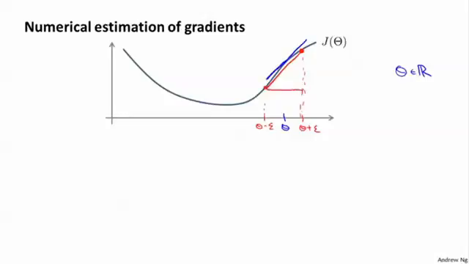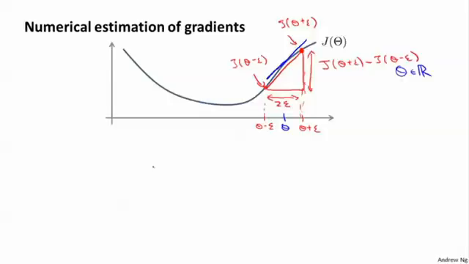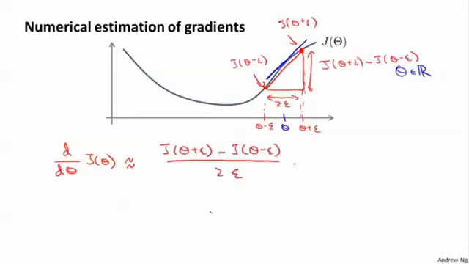Mathematically, the slope of this red line is this vertical height divided by this horizontal width. So this point on top is J of theta plus epsilon. This point here is J of theta minus epsilon, so this vertical difference is J of theta plus epsilon minus J of theta minus epsilon, and this horizontal distance is just 2 epsilon. So my approximation is going to be that the derivative with respect to theta of J of theta at this value of theta is approximately J of theta plus epsilon minus J of theta minus epsilon, over 2 epsilon.